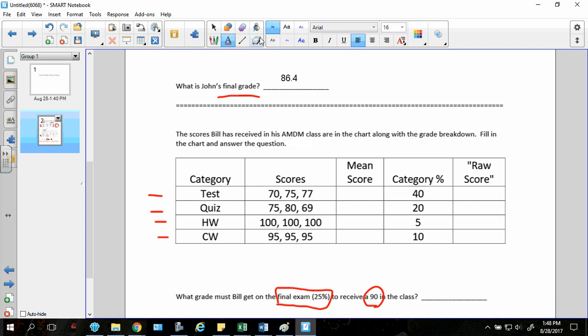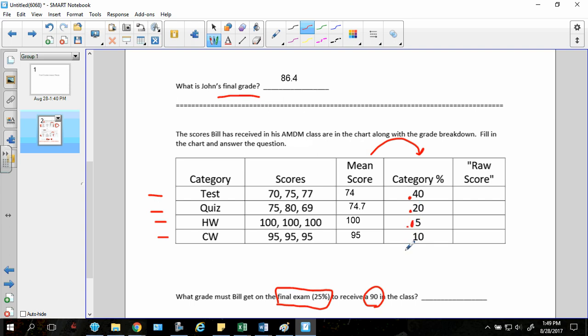So figuring out your mean scores, again, pause the video, do it yourself, and see if you can get it right. I'm going to go ahead and do all the mean scores really fast. All right, there you have it, 74, 74.7, you can read it. Now next, remember, I'm going to take the mean scores and multiply by the category scores. Remember, these are percentages: 0.4, 0.2, 0.05, 0.15. So I'm going to do all that very fast.